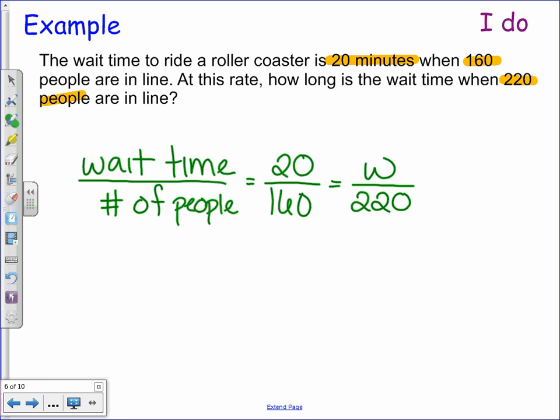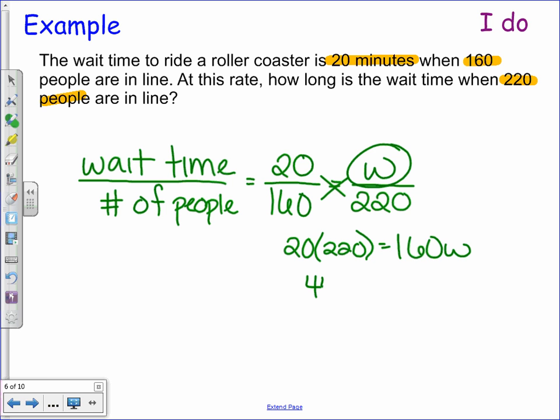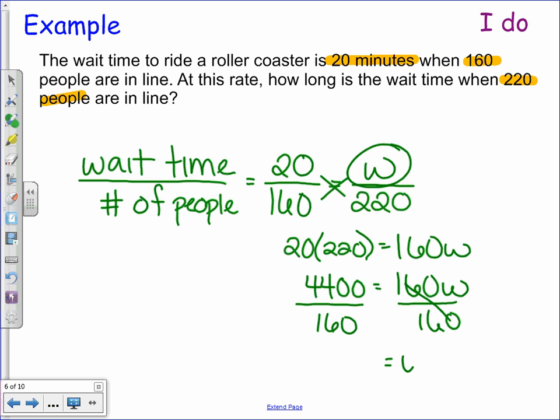So now I'm going to figure out this wait time. I'm going to solve the proportion, multiplying straight across, or cross multiply. We get 20 times 220 equals 160 times W. And 20 times 220 is 4,400 equals 160W. Divide by 160.